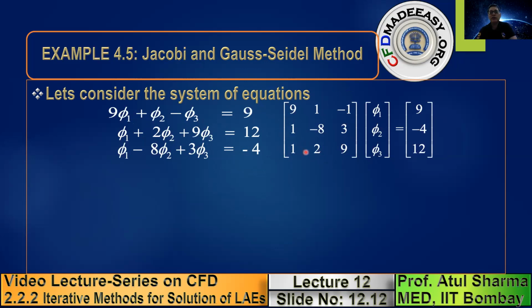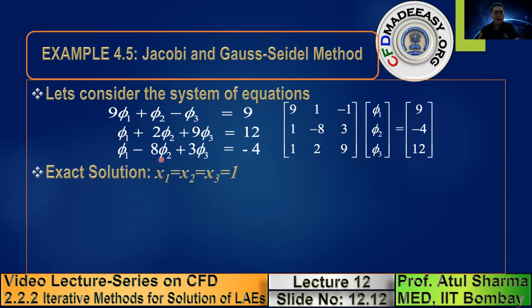So by row interchange, we have ensured that the absolute magnitude of the diagonal element is greater than the sum of all the other elements in a particular row. Like here, if you take the sum of the absolute values, this is 1 and this is 1, so 9 is greater than 2. Here, the absolute value is 8, which is greater than 3 plus 1, which is 4. Here, the diagonal value is 9, which is greater than 1 plus 2. So that way, this is the diagonal dominance equation, and if you use an iterative method, it is guaranteed to converge.